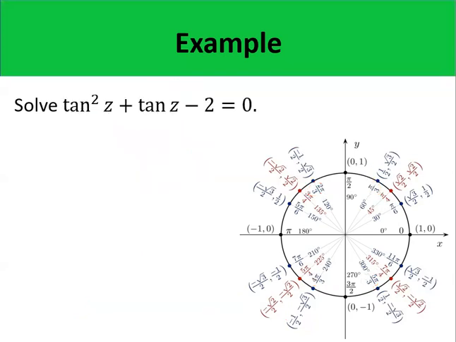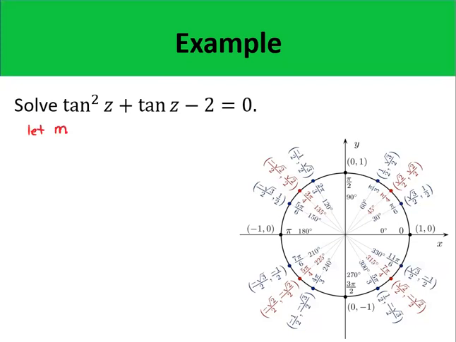Next, let's solve for tangent square z plus tangent z minus 2 is equal to 0. So observe again that this equation contains only a single trigonometric function, which is tangent of z. However, if we look at the form of the equation, it is tangent square plus another tangent minus a constant equals 0. So we can convert this into a quadratic equation by letting a dummy variable.